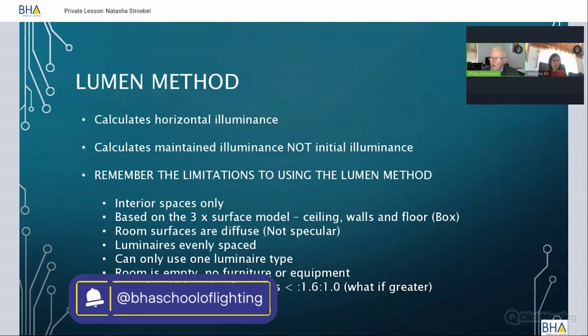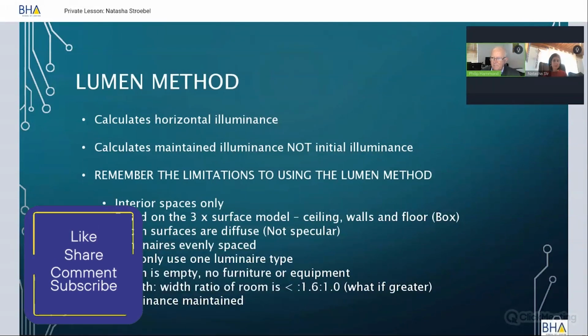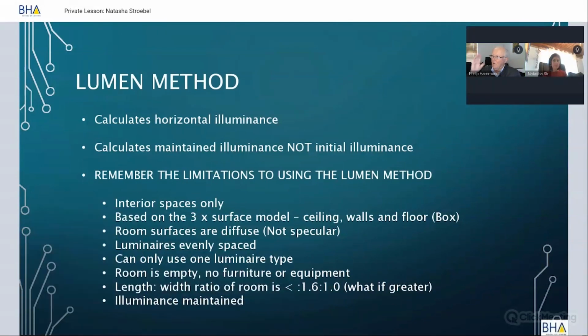The luminaires are always evenly spaced. They're evenly spaced along their length and they're evenly spaced from each other across the room. You can only use one type of luminaire in a calculation. You can't have a lot of different luminaires. You can do that in software, but you can't do that in manual calculations. The room is always empty. There's no furniture or equipment.